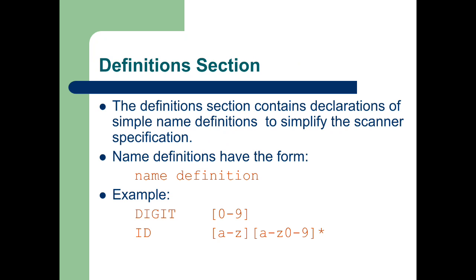Now what is the syntax? The syntax is just a name followed by its definition. In the example we already discussed, digit is a variable and the pattern is 0 to 9, and similarly identifier. In the definition section we define or describe the variables or identifiers.